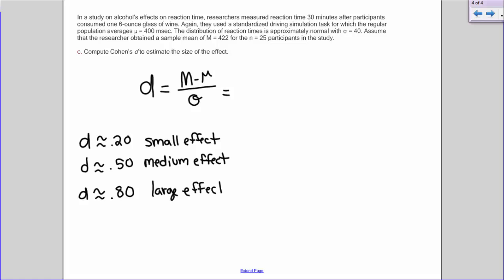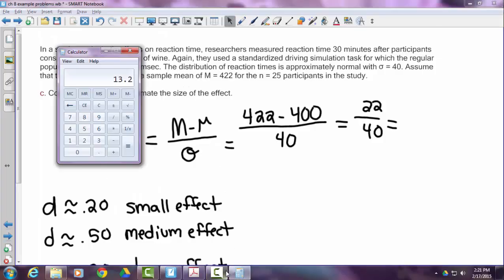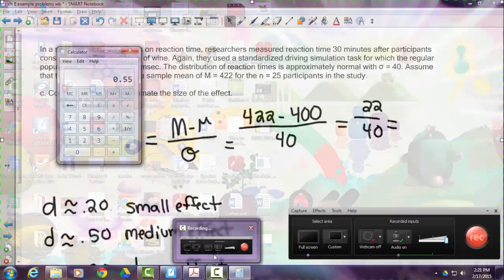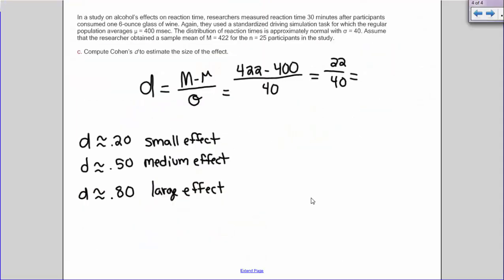So how large is the effect of alcohol on reaction time? Well, our sample mean is 422, our population mean is 400, our population standard deviation is 40. 22 divided by 40, I don't know, let's find out. 22 divided by 40, 0.55. And if you had to evaluate the size of the effect, I would say that this is a medium effect. Alcohol increased reaction time by 0.55 standard deviations.